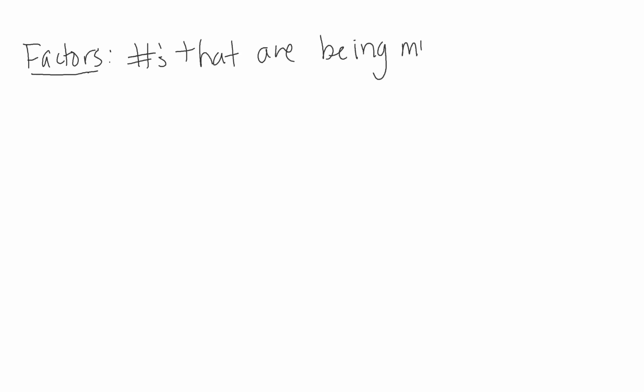Okay, so we need to review a definition. Factors. These are numbers that are being multiplied. Okay, and this is going to be a big theme in what we talk about throughout this video, and then again, a really big theme in the fourth video where we learn how to simplify fractions. So keep this in mind: factors, numbers that are being multiplied. Now, one thing that's going to happen in this video is we're going to talk about things called factorizations.